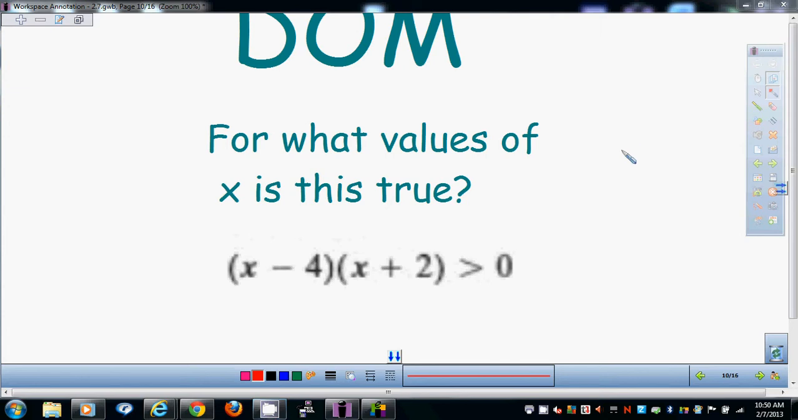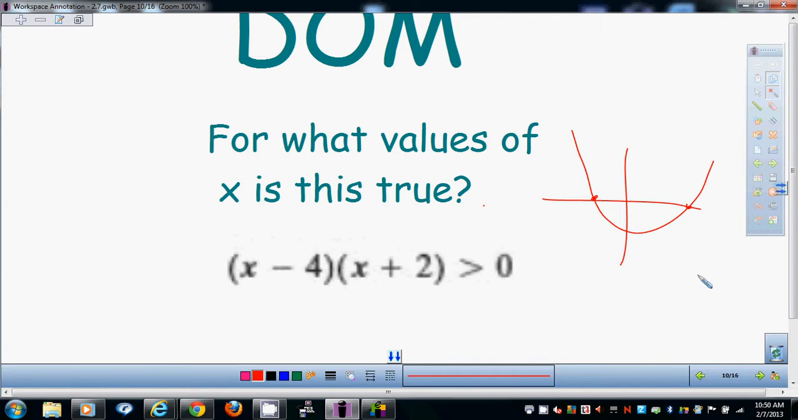The thing that makes today different is the inequality. That's it. Now, if that had been an equal sign, what would be the answers? 4 and negative 2. And you're right. That would be a positive x squared. It would look something like this, where it crosses at 4 and negative 2. And you already know that.